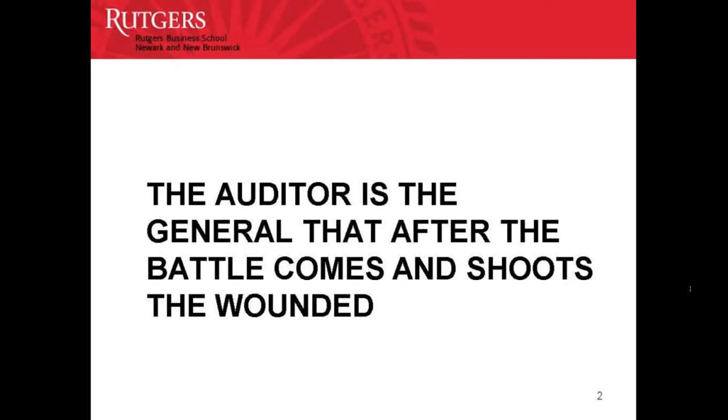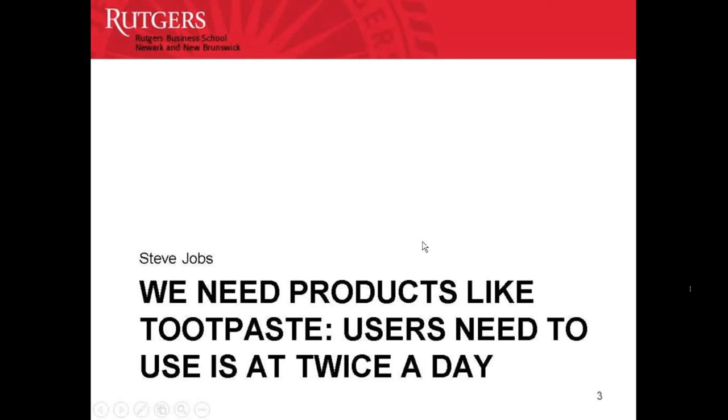Okay, now, a couple of other ones are added here. Steve Jobs is saying, we need products like toothpaste. The user needs to use it twice a day. Why does he say that? What did Steve Jobs say? Why do you need a product that you have to use twice a day? You create real need. Products that you use once a year are not the same kind of thing as a product that you use all the time. Okay, is audit like toothpaste?